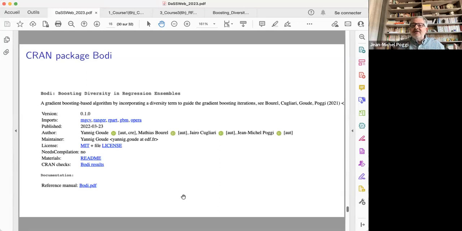If you want to experiment with this, we provide a package on the CRAN R package denoted by body, for boosting diversity in regression ensembles, and you have also a companion site which is maintained by Yannick Good, and you have the scripts generating all the plots, all the numerical experiments, and then you can experiment with your own examples. These are very simple ideas.